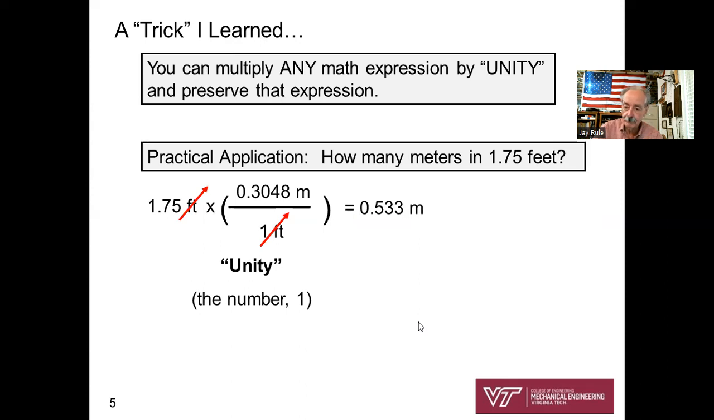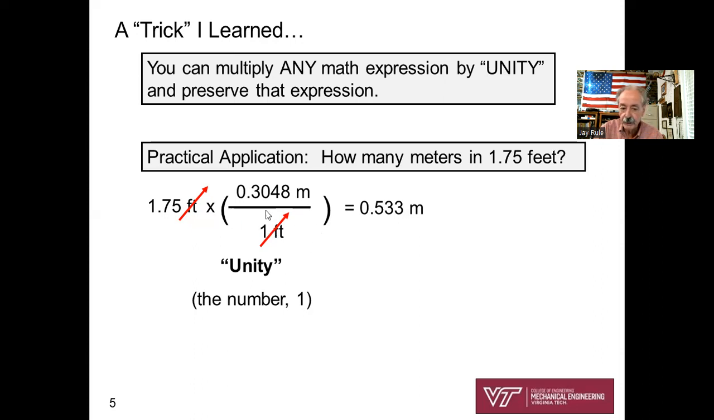How many meters are in 1.75 feet? Now we're going to go English to SI, and we're going to apply the same trick. We're going to multiply 1.75 feet by unity. This is a conversion that I have not committed to memory. I have to look it up every time. I don't have this in my head, but there are 0.3048 meters in a foot. 0.3048 meters per foot, so it's about 1/3 of a meter for each foot.